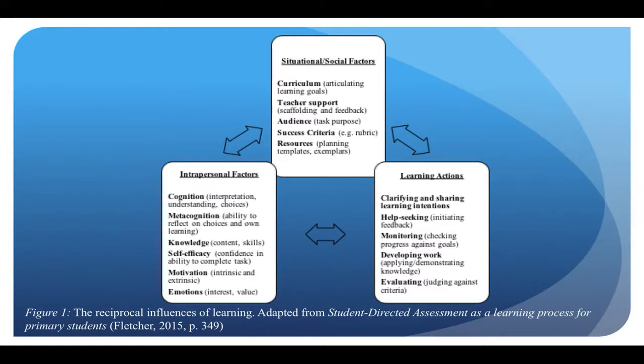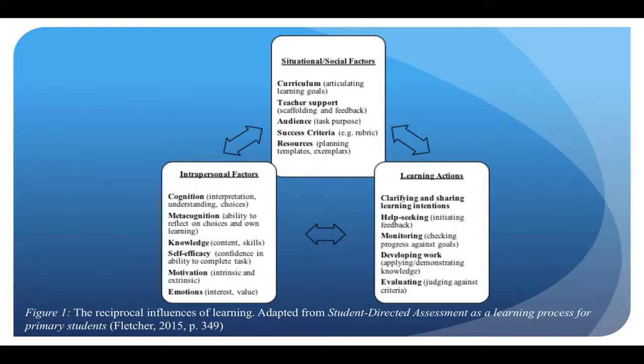Audience was a key thing. This was a writing project, and the notion of an audience was an important situational factor that the findings really pointed to in respect to what students wrote. Success criteria was another situational factor, and the use of a rubric. And resources as well, like planning templates and exemplars. Within the data that I collected, these were all situational and social factors that were highlighted from the data.